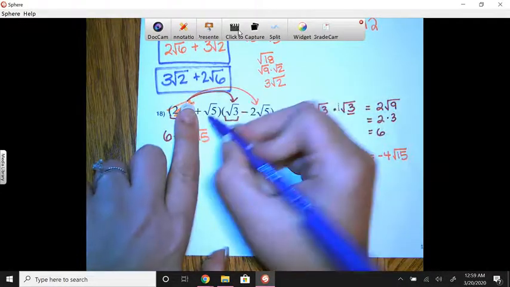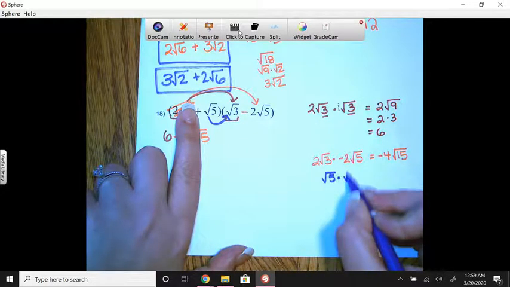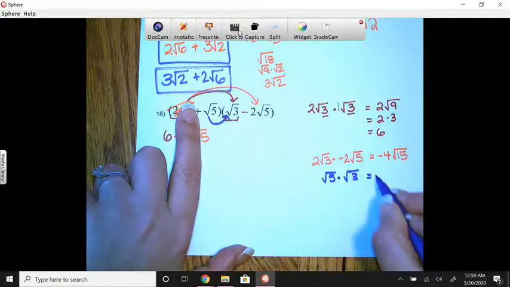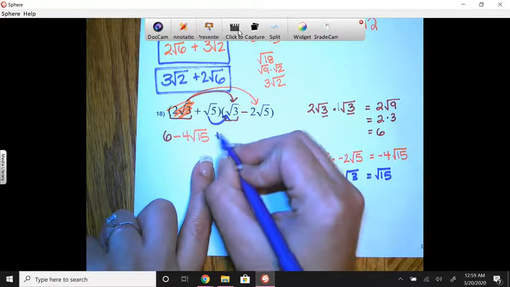So now we have square root of 5 times square root of 3. Again, when we multiply, these don't have to match. So 5 times 3 is 15. And again, we can't simplify square root of 15 any further. And so this is a positive square root of 15.